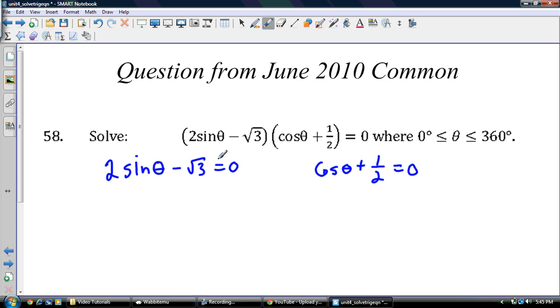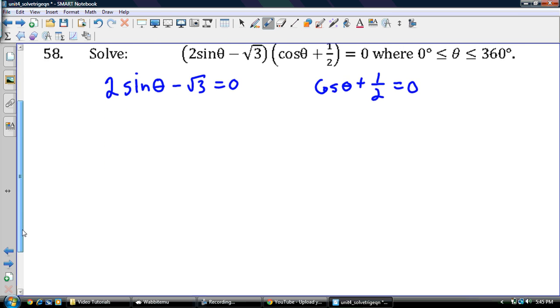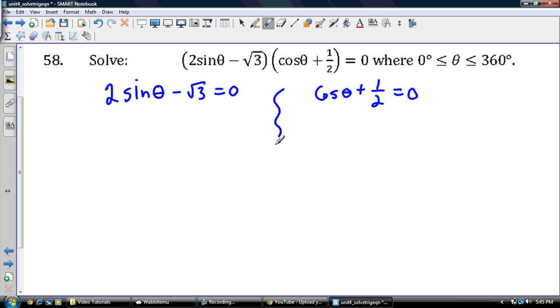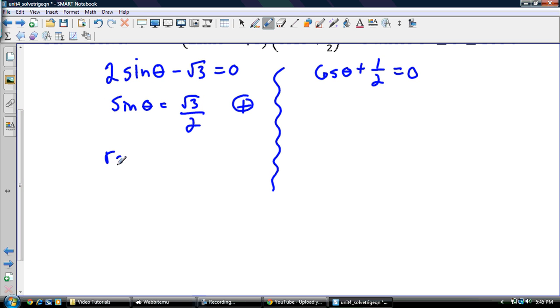So I broke it up into two mini problems, which I now have to solve using CAST. Alright, so let's do this. Over here, I'm going to solve for sine theta again. So I have sine theta equal to root 3 over 2. And I'll note here, sine is positive. So my RA is equal to sine inverse of root 3 over 2, and that's going to be equal to 60.